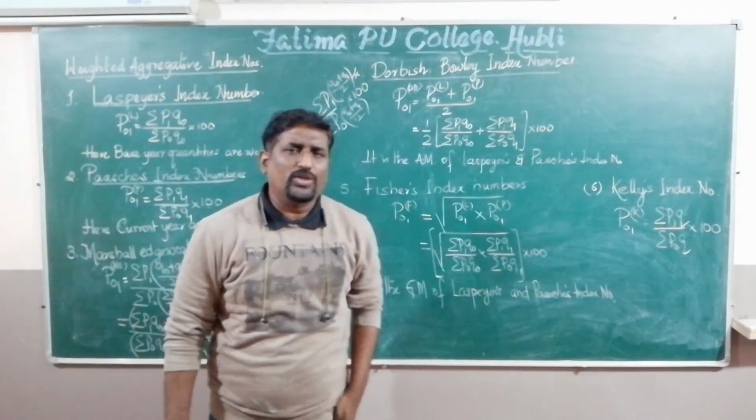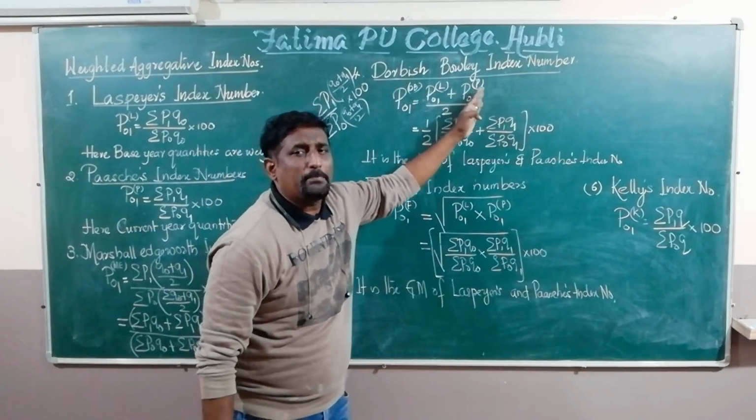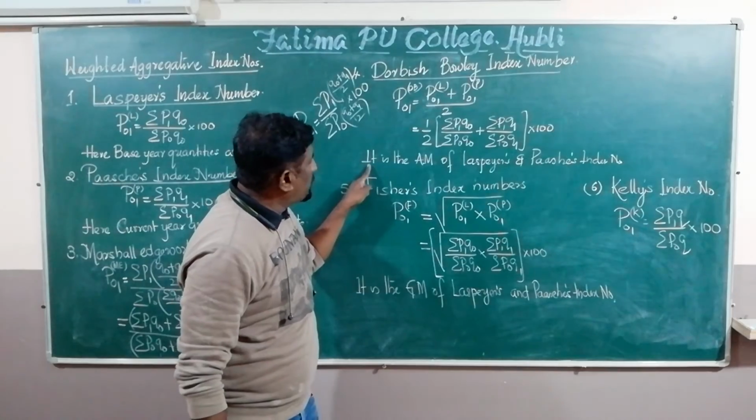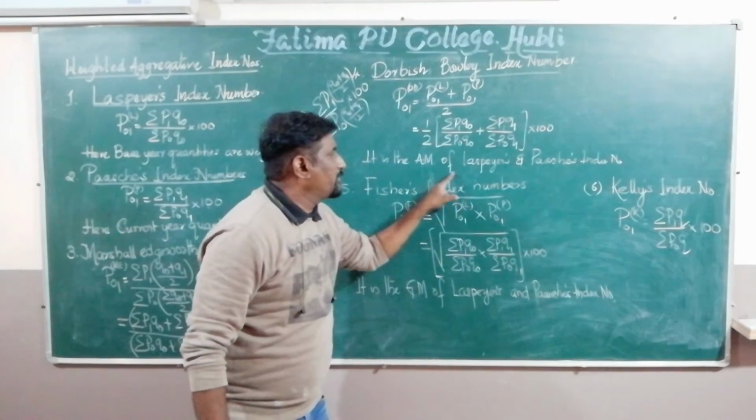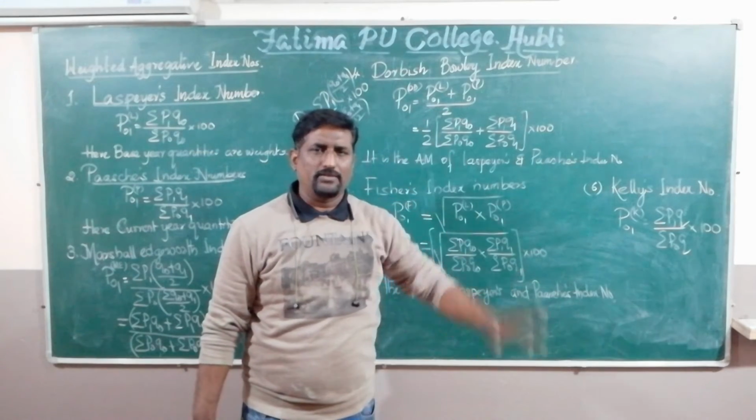There is a one mark question in this. What is the relationship between the Dorbish-Bowley index number, last year's and past year's? Very simple, you have to say the Dorbish-Bowley index number is the arithmetic mean of last year's and past year's. One mark, simple answer for it.